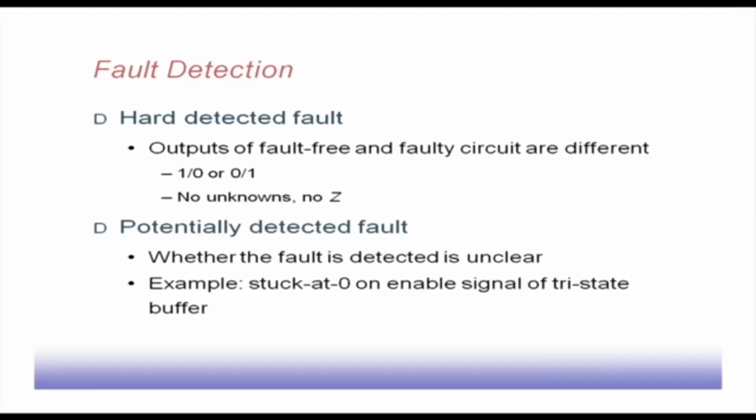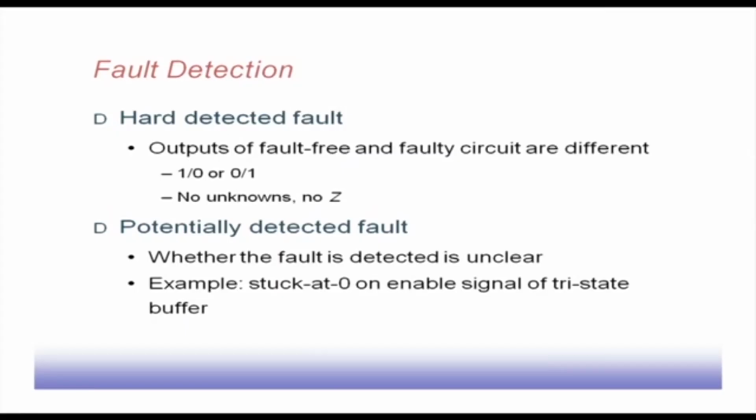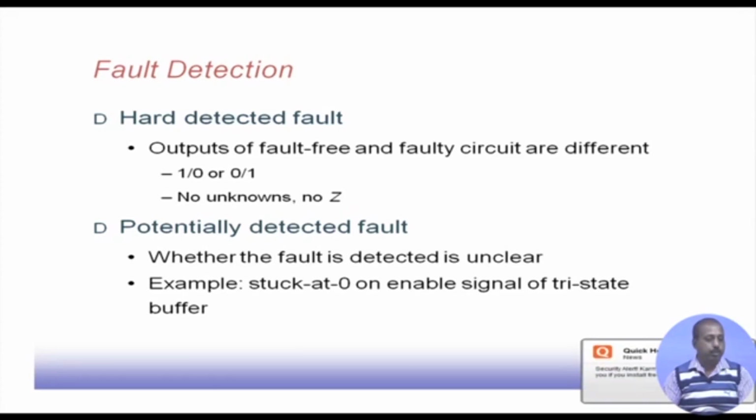In the fault simulation process, there are certain cases where faults can be easily detected and certain faults which are difficult to detect. So, there are hard detected faults. The outputs of the fault free and faulty circuit are different: maybe the faulty circuit is 0 and the fault free circuit is 1, or otherwise. In those cases the faults are detected, and there is no unknown. None of the outputs are x and none of the outputs are z. In that situation, we say that a hard fault has been detected.